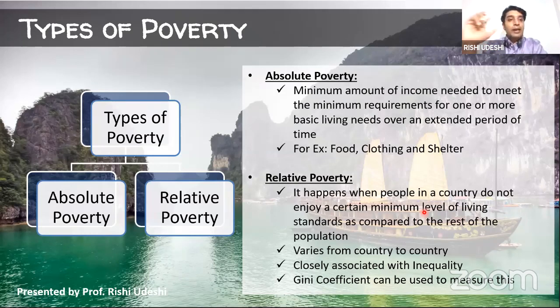So try to understand relative मतलब क्या? It is in comparison to, in relation to the rest of the population. It varies from country to country, closely associated with inequality, and Gini coefficient can be used to measure this. I will discuss all of these stuff.